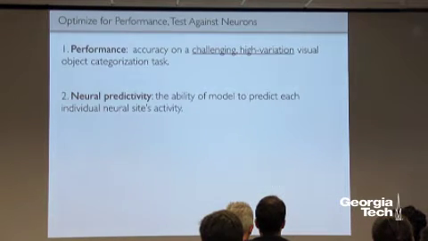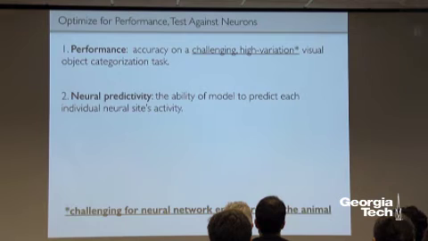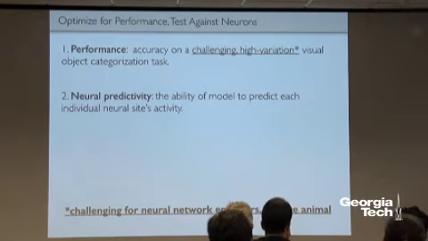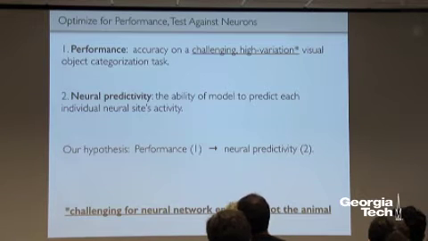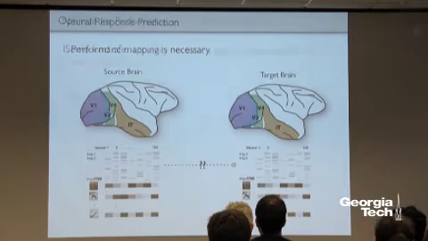So there are really two underlying metrics here. There's a performance metric, accuracy on some challenging high-variation visual object categorization task, and neural predictivity, the ability of the model to predict each individual site's neural activity. The idea is that if you do this for a challenging task, challenging for a network engineer, but one the animal does do, the hypothesis was that if you optimize on one, you'll get better in two.